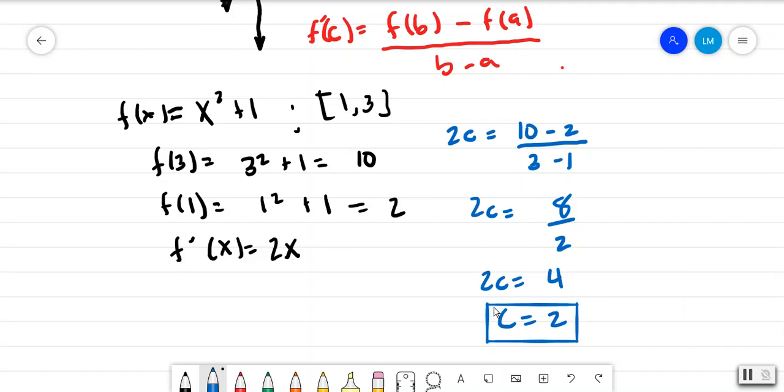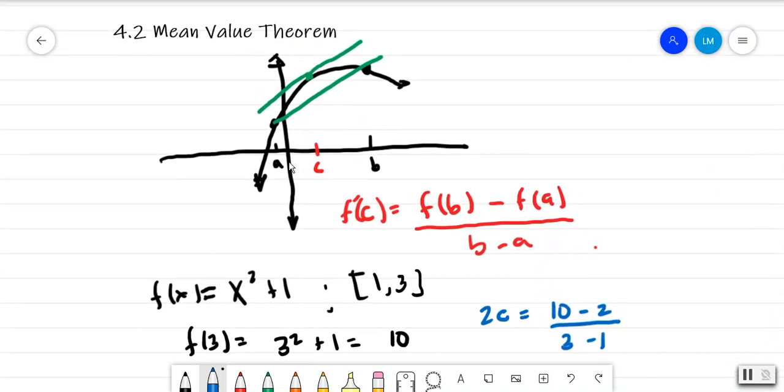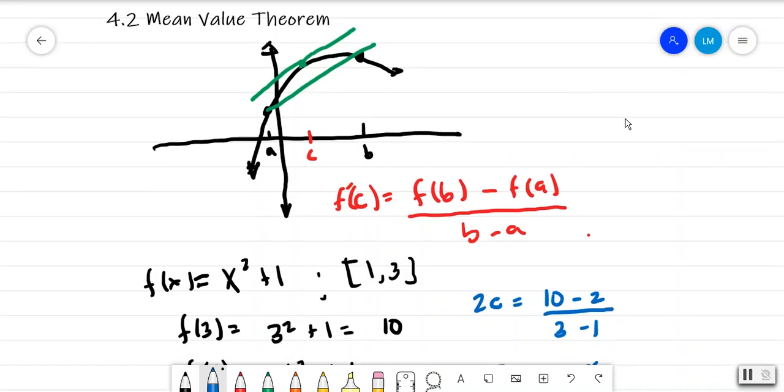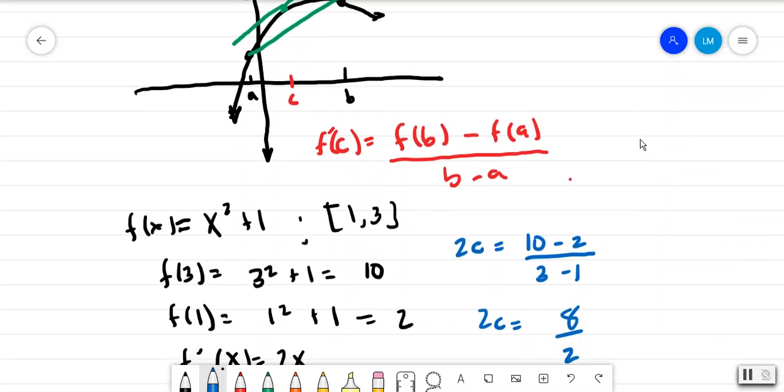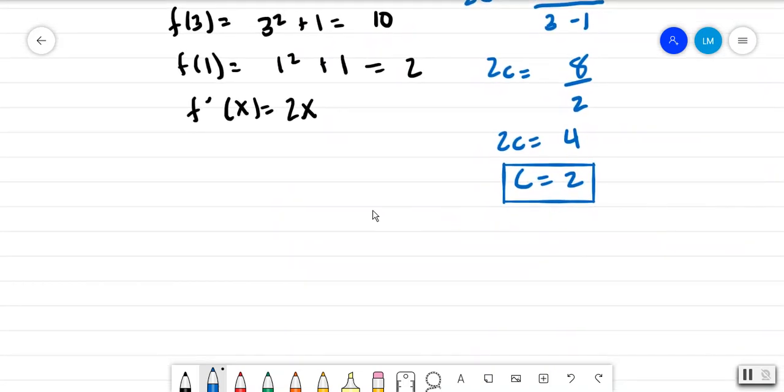So the slope of the tangent is equal to the slope of the secant at 2. Now, one thing that's interesting is that the mean value theorem requires a closed interval from a to b and that the function has to be differentiable, which means that it's continuous. But it doesn't have to be just one point. It can actually be more than one. For example, but it has to be contained within the interval.